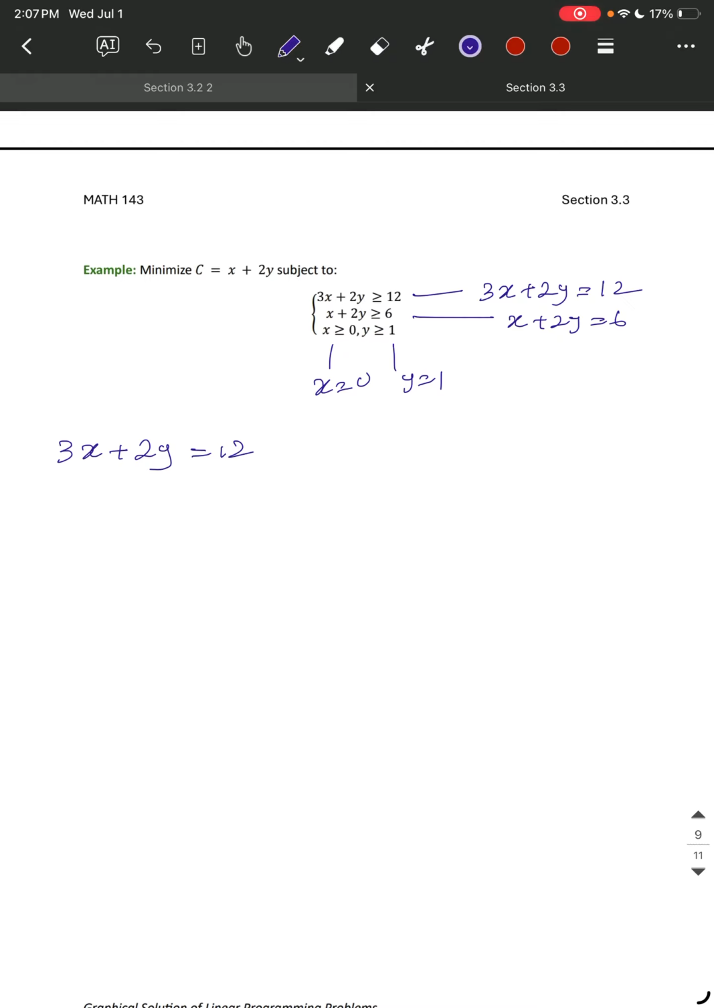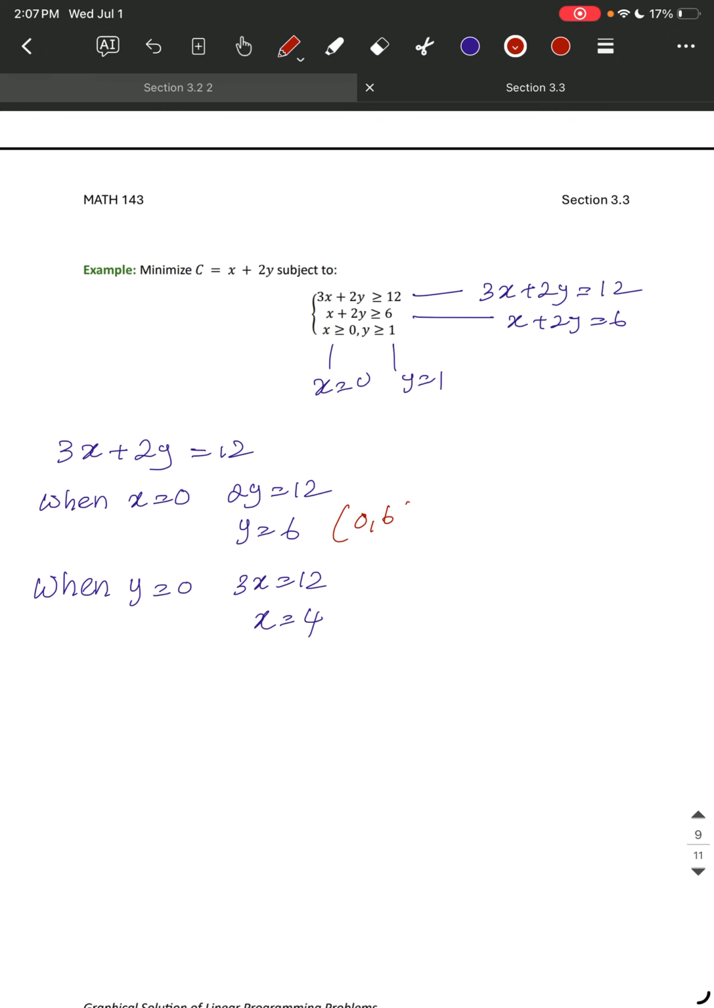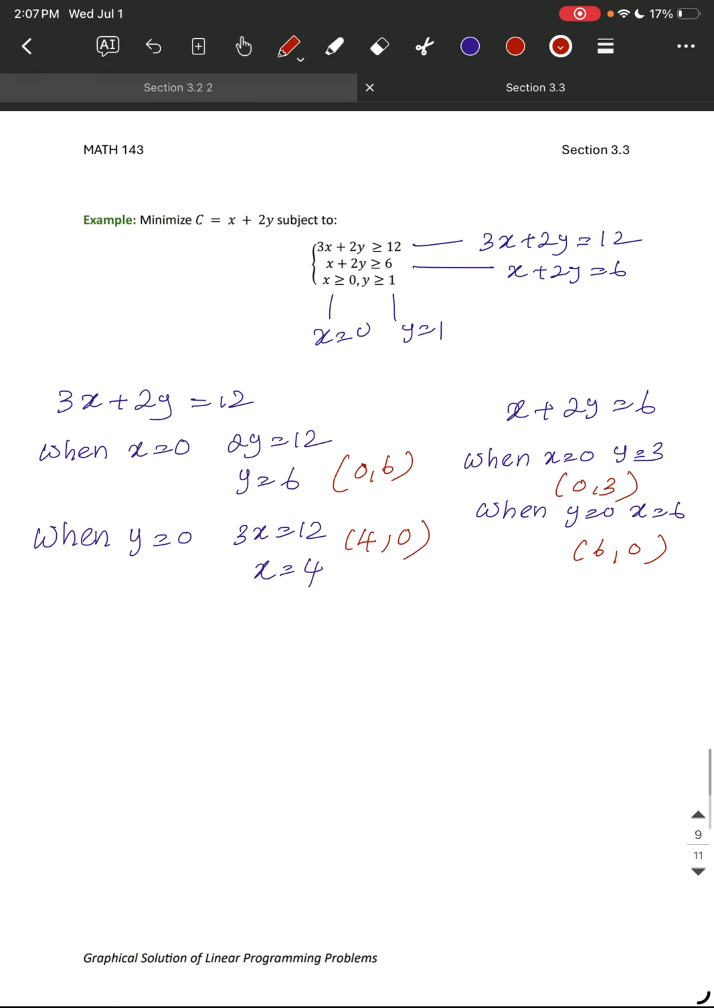constraints. 3x plus 2y equals 12. When x equals 0, 2y equals 12, y equals 6. When y equals 0, 3x equals 12, x equals 4. So the points are 0, 6 and 4, 0 for the first one. For the second one, x plus 2y equals 6. When x equals 0, y equals 3. When y equals 0, x equals 6. So the points are 0, 3 and 6, 0. Also, we have x equals 0 and y equals 1.